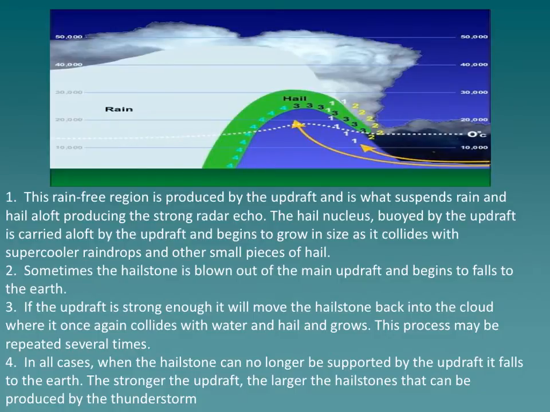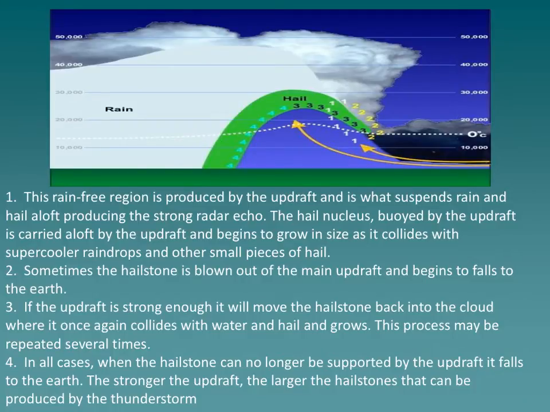Anyway, the hail nucleus, the ball of hail, gets uplifted by that updraft. It is carried and continues to grow inside as it collides with other pieces of hail and cold raindrops. Number 2, right here, some of that hail gets too heavy or gets blown out of the updraft and begins to fall to the earth, and you get a little hailstorm right here where you see number 2.